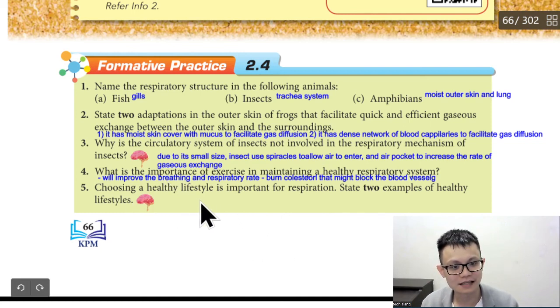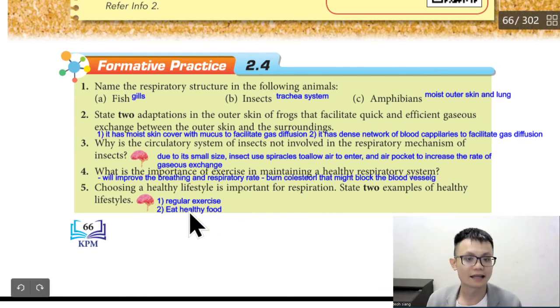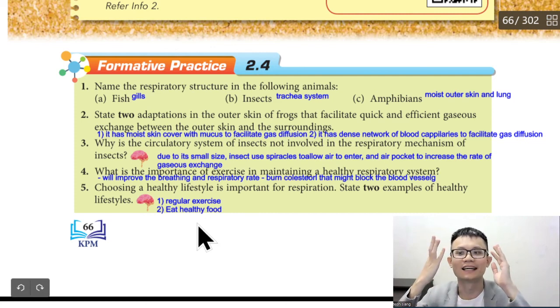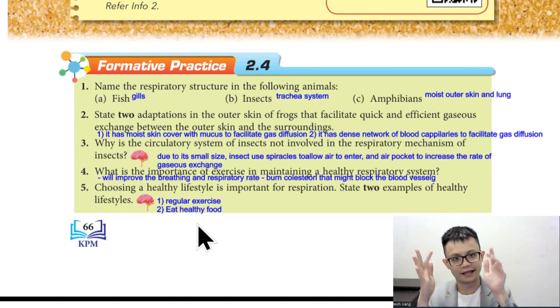Choosing a healthy lifestyle is important for respiration. State two examples of healthy lifestyle. So two healthy lifestyles: maybe exercise is very important, and eat healthy food, correct or not? Enough sleep. Usually for me, if people are sick, I will ask three things. Did you get sleep or not? Did you eat healthy food or not? Did you exercise or not? Do these three things and you will have a healthy lifestyle, okay?